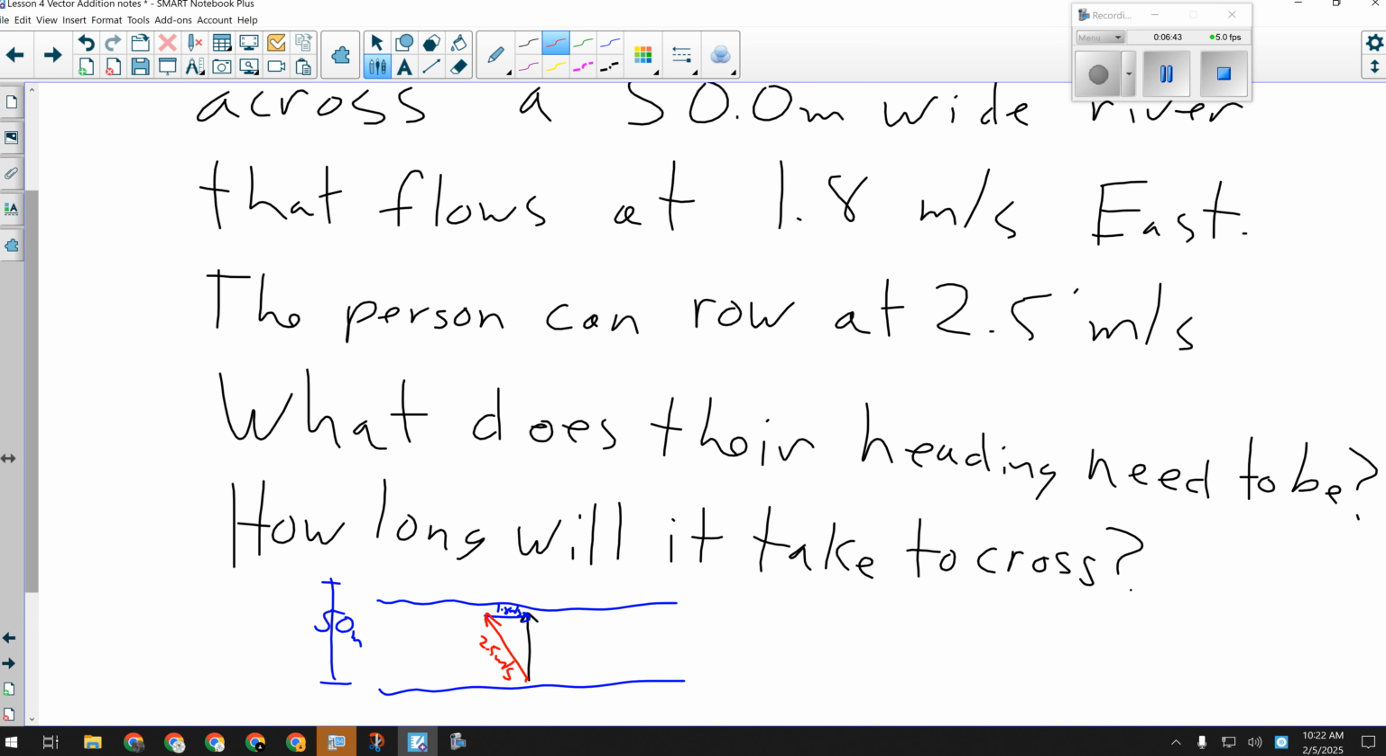What kind of question is it? Going across, yeah, because it says specifically they want to end up straight across. It's a going across question. You are simply looking for the heading and the amount of time it takes to cross.